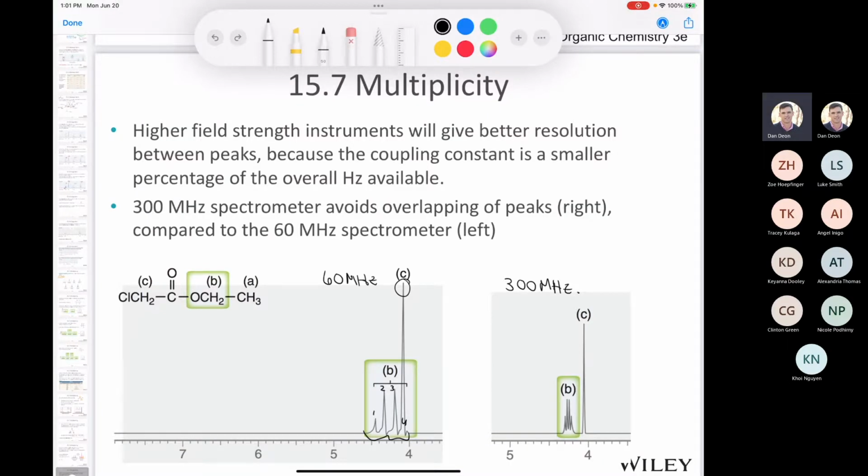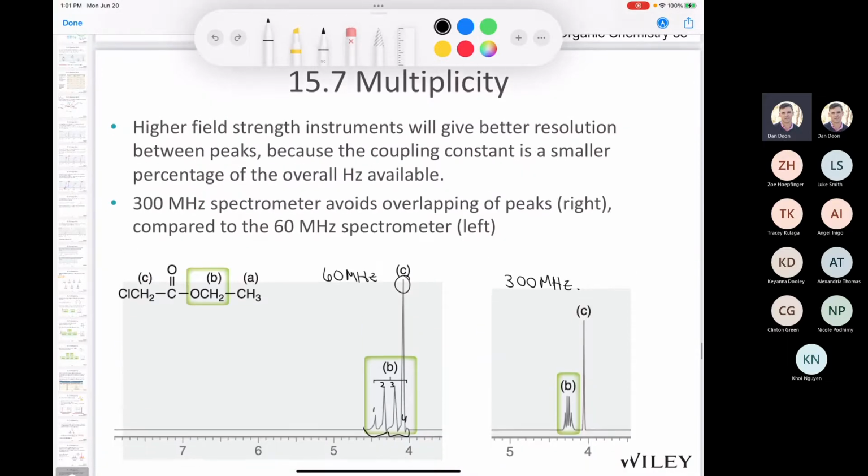Are you going to be seeing the same movie? Absolutely. You get all the same information. However, you see a much sharper and clearer image. I don't know if that's the best explanation. Maybe I should have picked a more modern movie, but give me a thumbs up if you follow me on the whole idea of multiplicity and how with a higher field spectrometer, you have the same coupling constant, but you just get a clearer picture. You get sharper or better resolution.